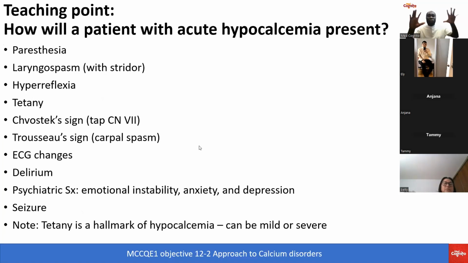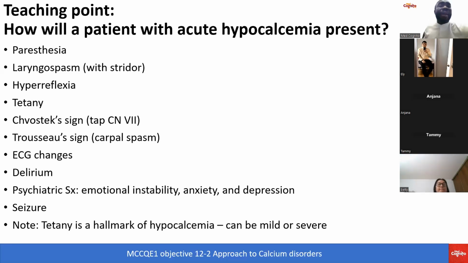So what are the features of hypocalcemia? Because if you know this, then you can be able to answer that question. A, paresthesia. B, they can have laryngospasm and they can develop stridor as a result of that. C, they can have hyperreflexia. They can also have tetany. They can also have Chvostek's sign, so when you tap on their face, you see that their face is moving in a very funny way. And then they can also have Trousseau's sign, where, as you are trying to check their blood pressure, their hand will be moving. And they can also have ECG changes.